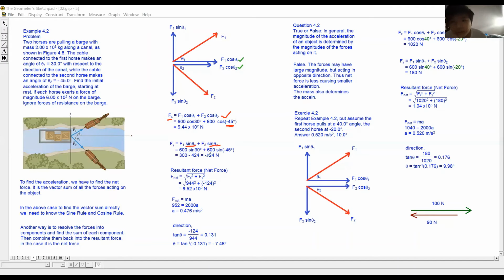So because of that, the whole thing becomes negative 424. So when you have this 300 minus 424, you get a negative 124. It means that although one is going up and one is coming down, the result of these two forces is coming down because the downward force is bigger. So you have a resultant force of negative 124. You try and see if you can get this number, negative 124.